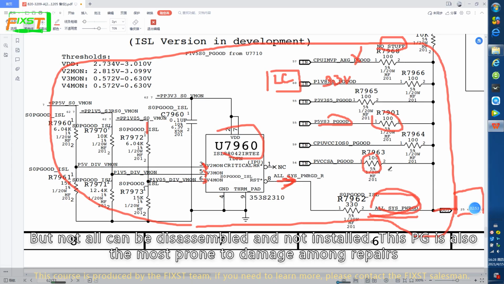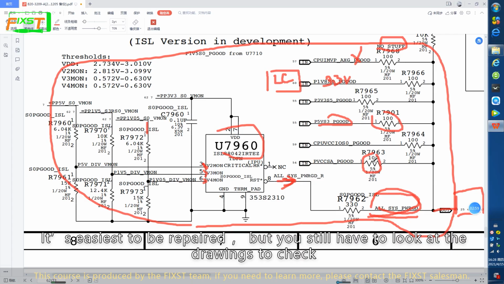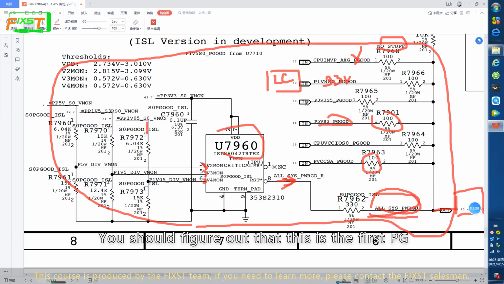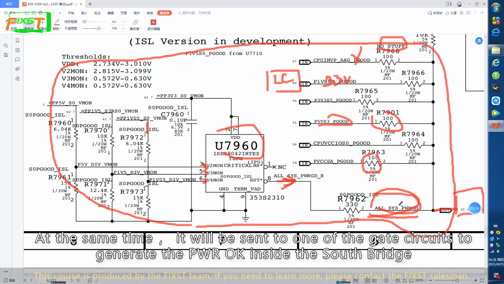But not all can be disassembled and not installed. The PG is also the most prone to damage among repairs. It's the most easily repaired, but you still have to look at the drawing to check. Every chip of the 3.3 volt may cause our board to always be abnormal. You should figure out that this is the first PG. This OSYS power grid is not only sent to EC. At the same time, it will be sent to one of the gate circuits to generate PWROK inside the Southbridge.